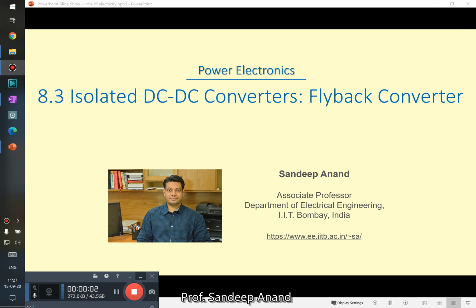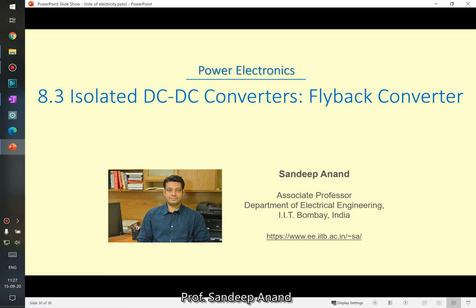Okay, so in the last lecture, we saw what the advantages of using a transformer in a DC to DC converter are. You can use a transformer in a DC to DC converter to gain certain advantages. In other words, what were the limitations of the DC converters which did not have isolation built in, which are the simple buck, boost and buck-boost converters, right?